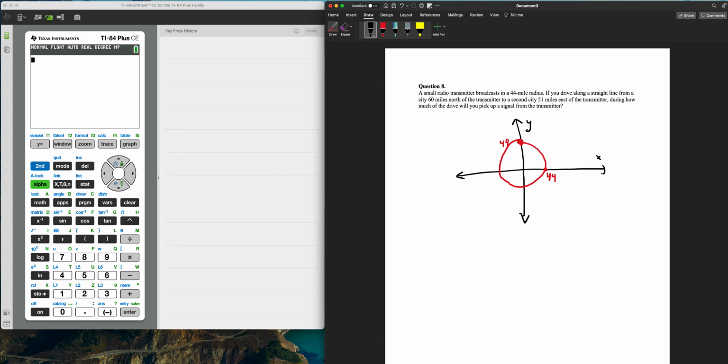Now, we drove to a city that's 60 miles north, so we'll just label that 60 here. And we're going to drive to a second city 51 miles east. It's here. And our drive should look like a straight line. Excuse me while I correct my circle a little bit.